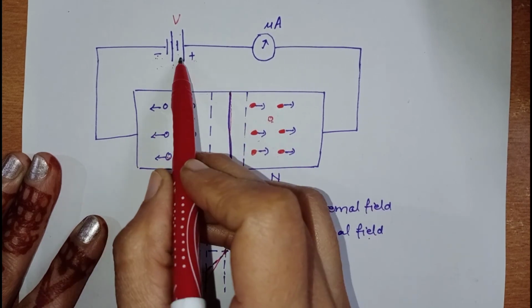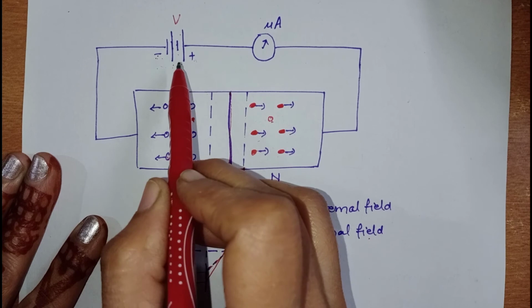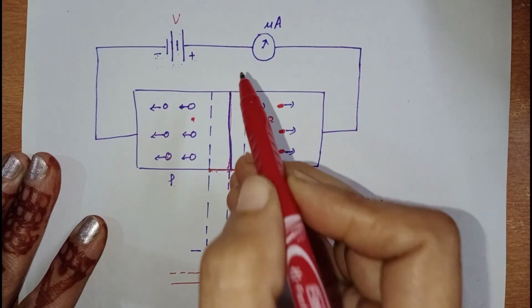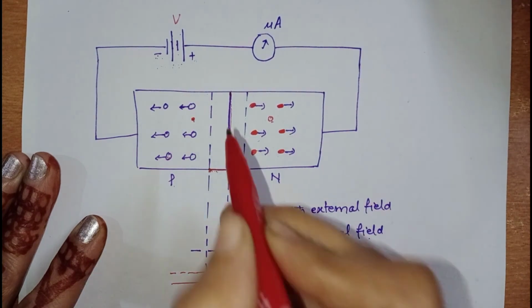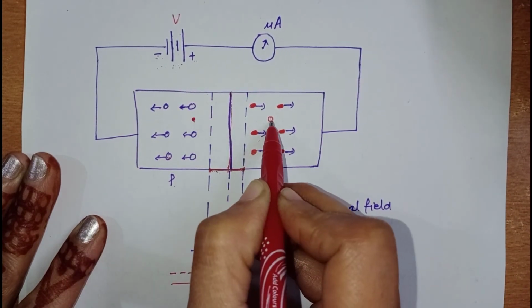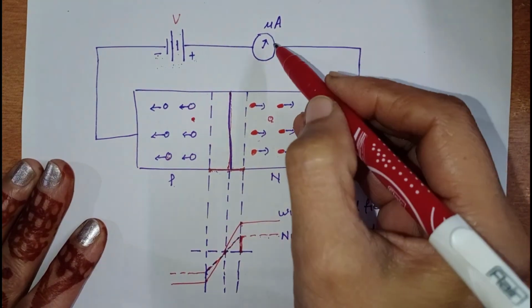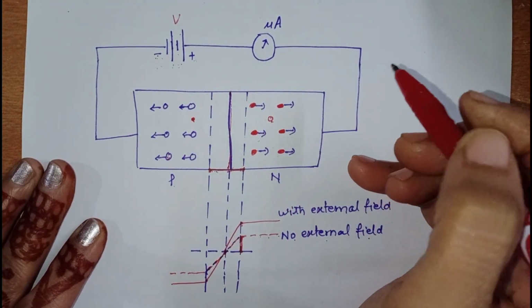In this case, in reverse biasing, we have to apply a high voltage. By applying this high voltage, these minority charge carriers cross the junction, and some current in microamperes flows through the circuit.